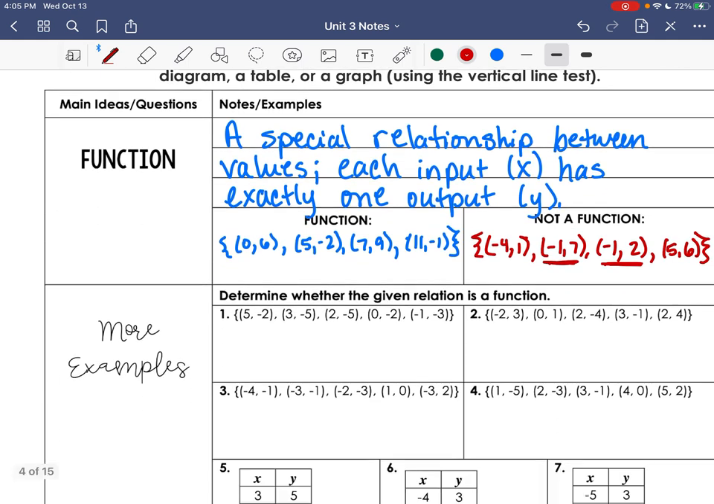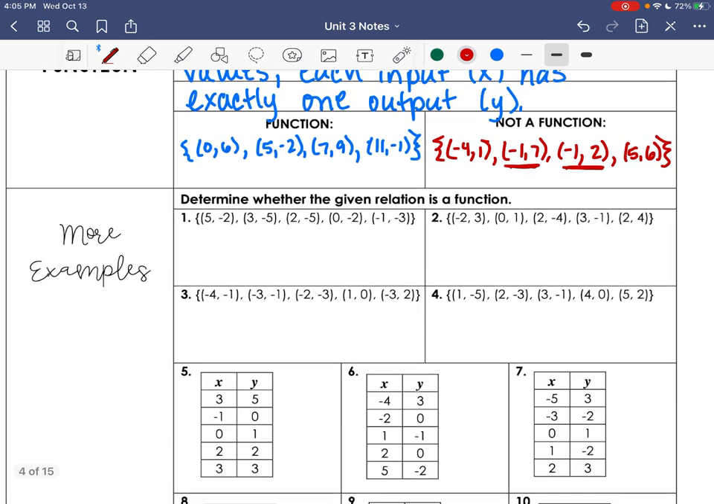So we're just going to quickly look through these and talk about, is it a function? Is it not a function? So number one, is number one a function? What you're wanting to look at is basically, is X listed one time? Do you have any repeating X's? And all of these X's are different. We've got 5, 3, 2, 0, and -1. So yes, this is a function.